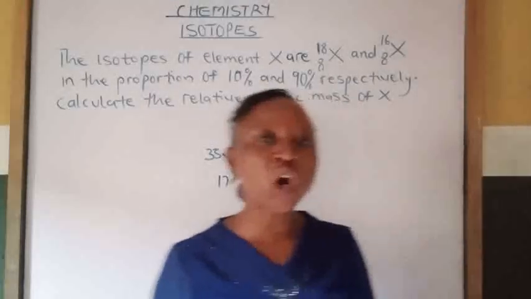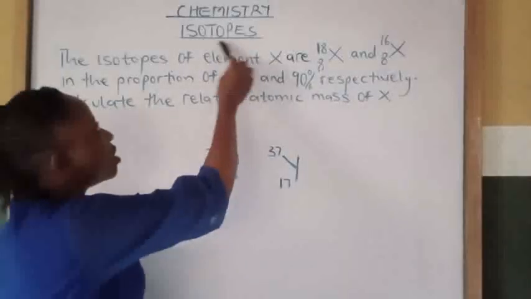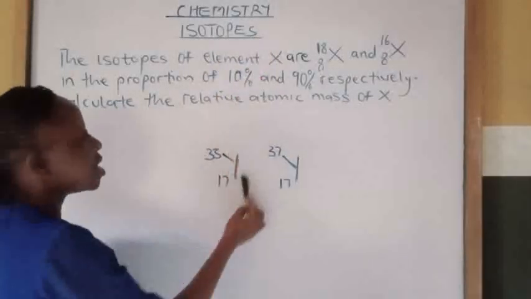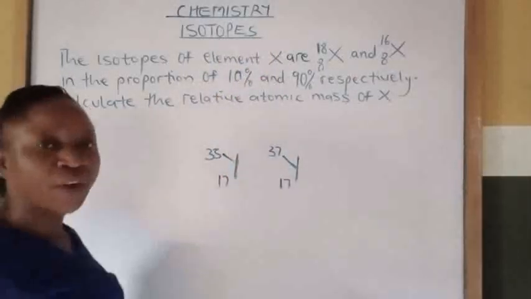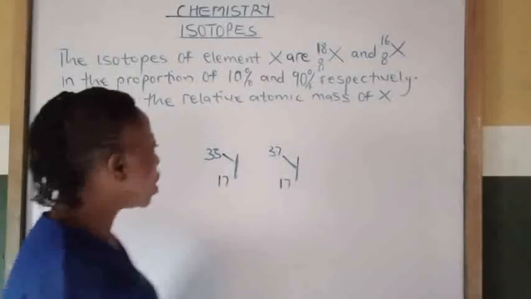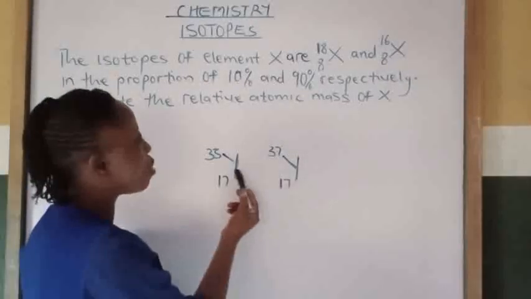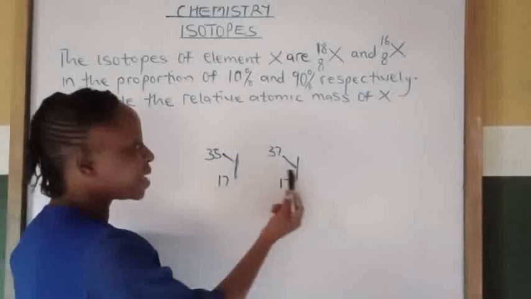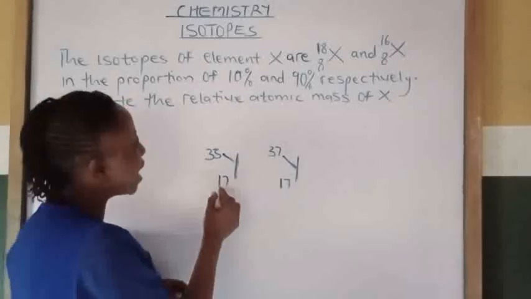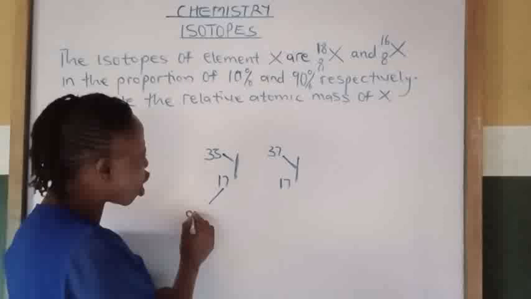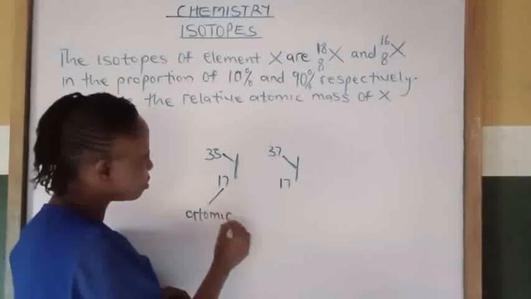Today's class will be based on isotopes. Then what are isotopes? I'm going to use these two elements to define isotopes. When we look at the two elements, they are atoms of the same element. They are the same element with the same atomic number. The number down is called the atomic number.